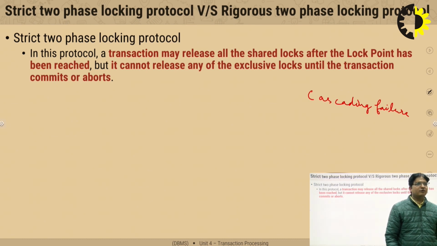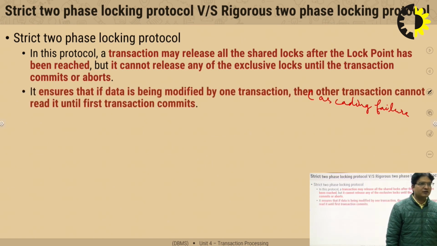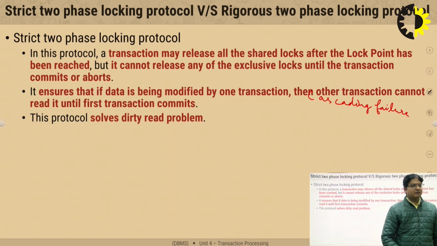Now it is easier to implement strict two-phase locking as compared to rigorous two-phase locking. Next, it ensures that if data is being modified by one transaction, then no other transaction can read it until the first transaction commits. This protocol solves the dirty read problem that we studied in the beginning of this lecture. What is the problem of dirty read?